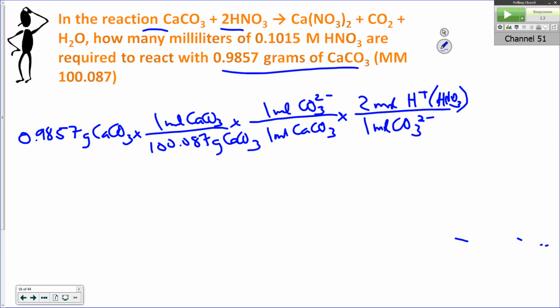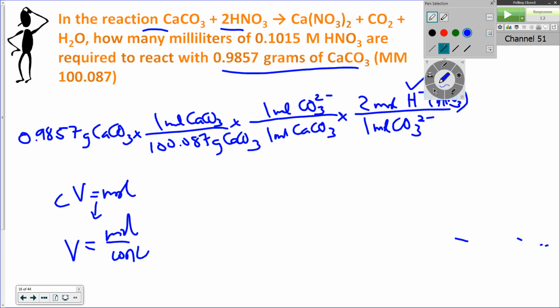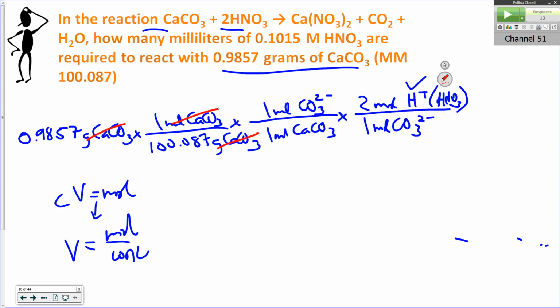Now I've got moles of nitric acid. I'm looking for volume. So this is my CV equals moles situation. I'll rearrange that. Volume is going to equal the moles divided by the concentration. I've got moles already. So if I look at my units, what's canceled out? Everything but the moles. I've got moles of H+. What I simply need to do is divide by concentration, and I'm going to get the answer I want. It's going to be in liters.